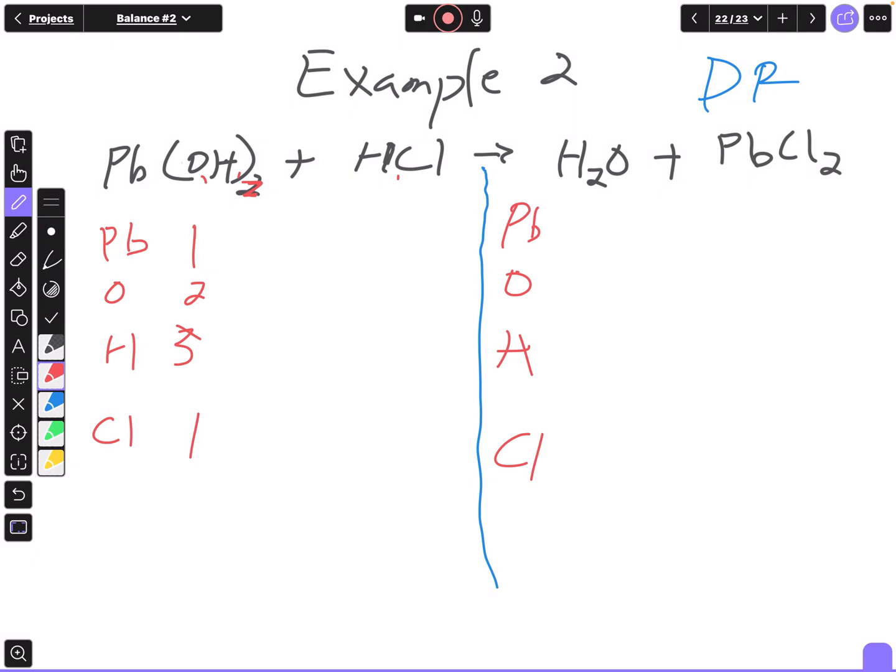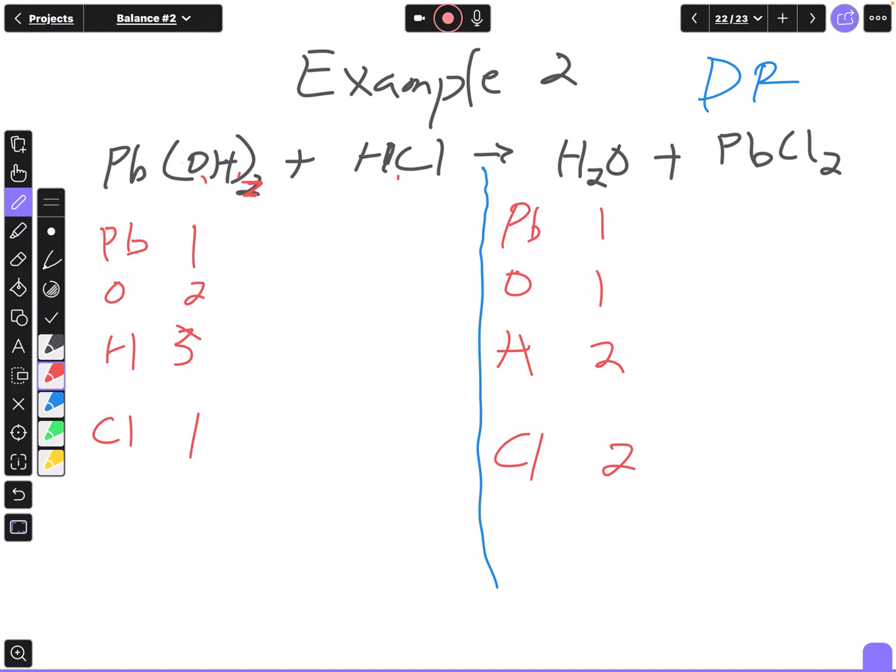On the right, Pb, I have 1. Oxygens, I have just 1. Hydrogens, I have 2. Chlorines, I have 2. So I got to decide what I'm going to start with to balance. It could be easiest to start with either my oxygens or chlorines. I'm going to start with oxygens.